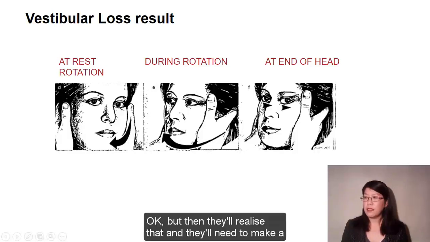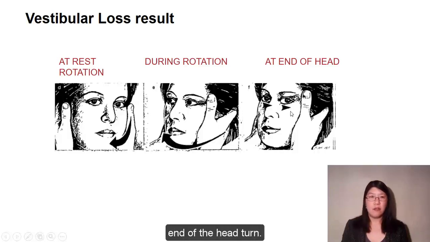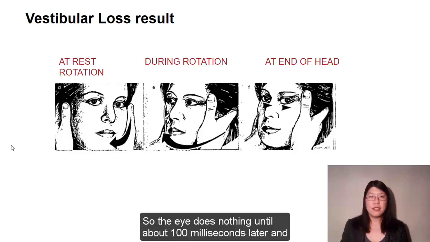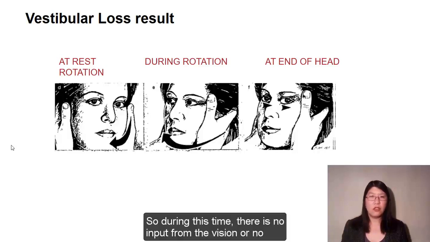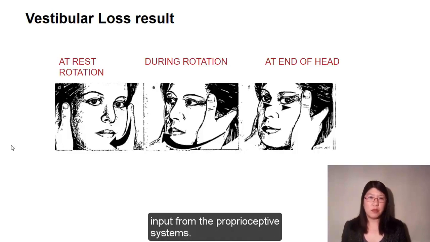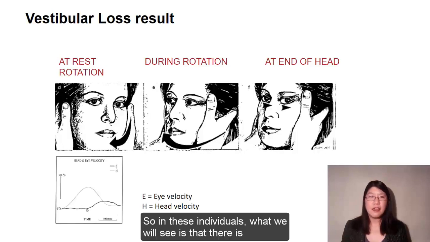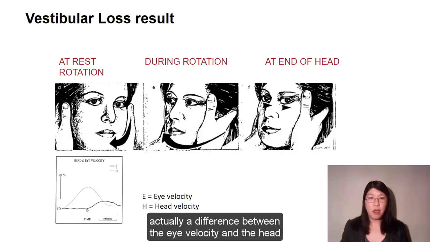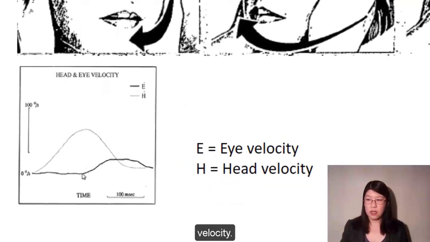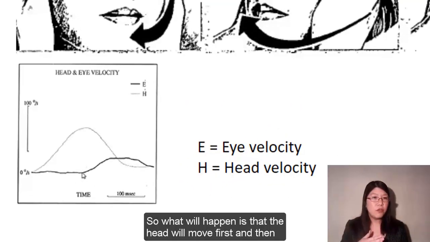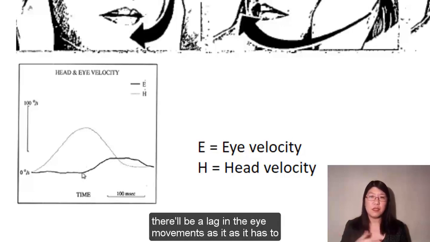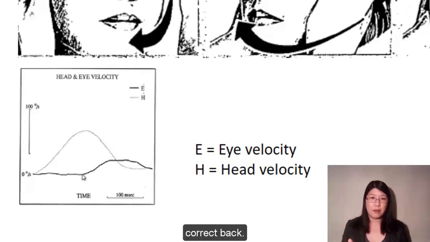Okay, but then they'll realize that and they'll need to make a corrective saccade or a corrective eye movement at the end of the head turn. So the eye does nothing until about 100 milliseconds later, and then it starts to move. During this time, there is no input from the vision or the proprioceptive systems. So in these individuals, we will see a difference between the eye velocity and the head velocity. The head will move first, and then there'll be a lag in the eye movements as it has to correct back.